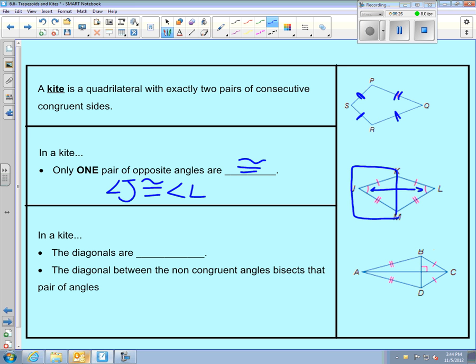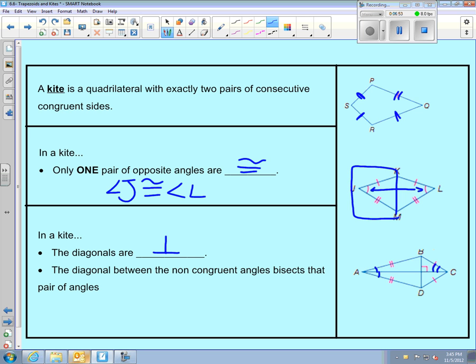All right, so let's talk about diagonals in a kite. Diagonals are perpendicular in a kite, and therefore it creates some right angles, as you can see in our drawing. And then the diagonal between the non-congruent angles bisects a pair of angles. So my diagonal that's not going from my congruent angles, A and C, we know are not congruent. It's bisecting those angles though.